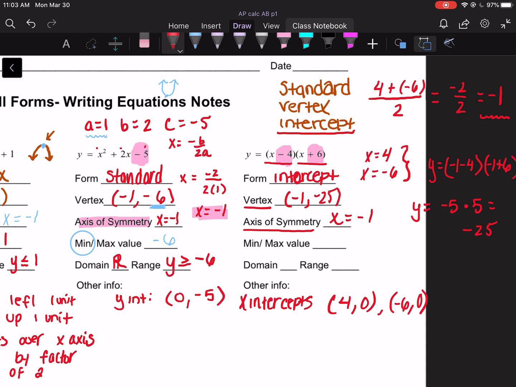Is it a max or a min? The number in front is technically +1. Since it's positive, we know it opens up. And if it opens up, we know we're looking at a minimum value for the vertex, and the minimum comes from the y value. Domain is all real numbers, and your range is y is greater than or equal to -25.